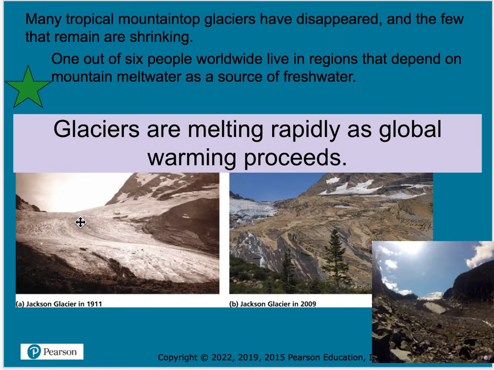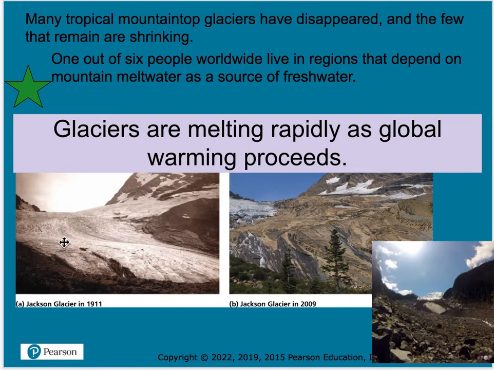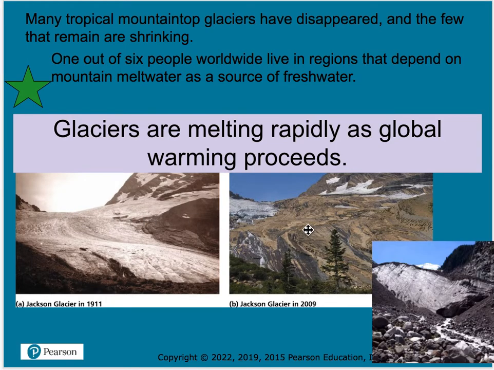Here's a glacier that's like slow ice moving down. And here's the same mountains. This is in 1911. This is in 2009. So almost 100 years apart. And the glacier has melted here.